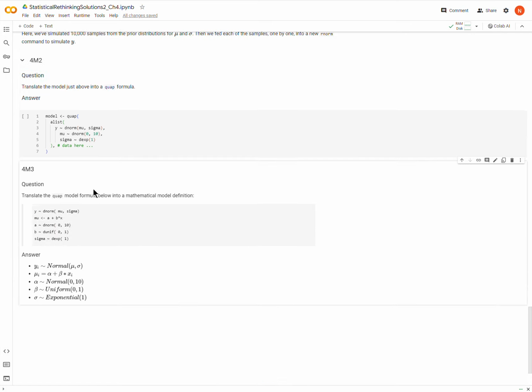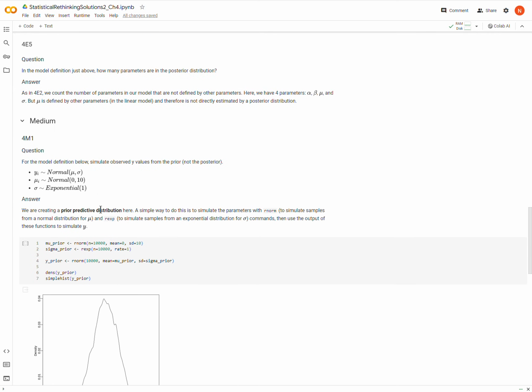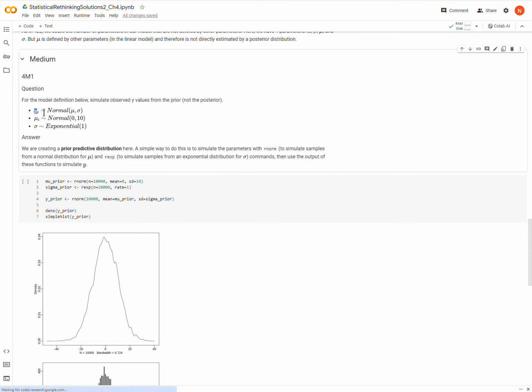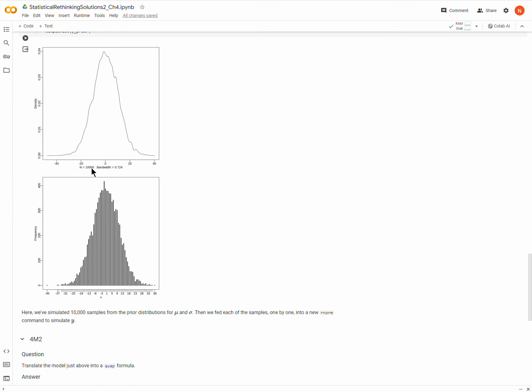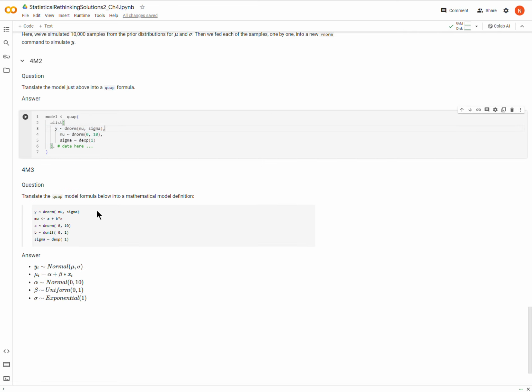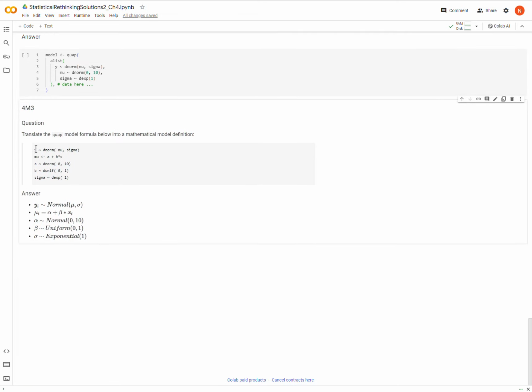And so in the previous questions, we've gone the opposite way, I believe, somewhere where we've taken a model like this and tried to convert it into something like this, into a formula that R can read in this case. So this is the model we want to translate, okay?